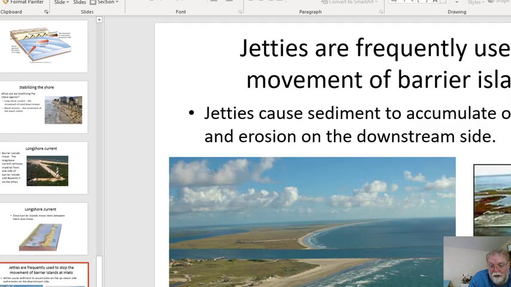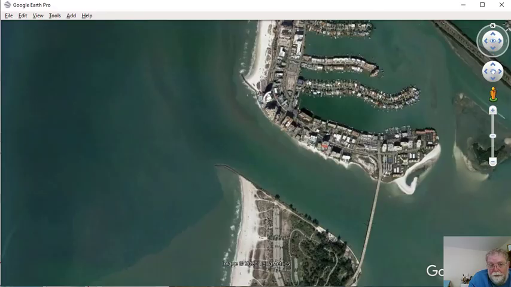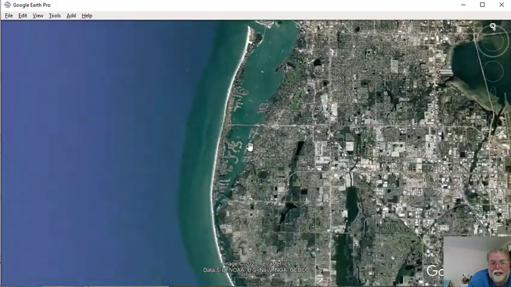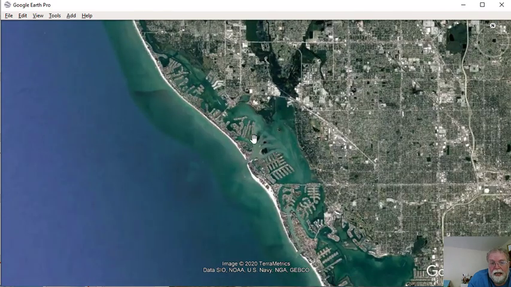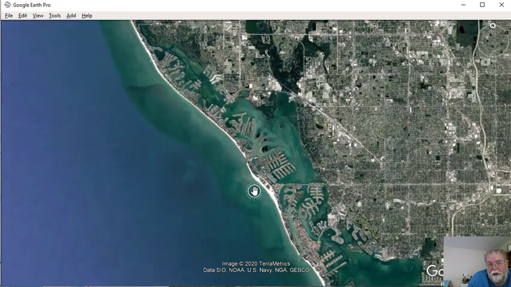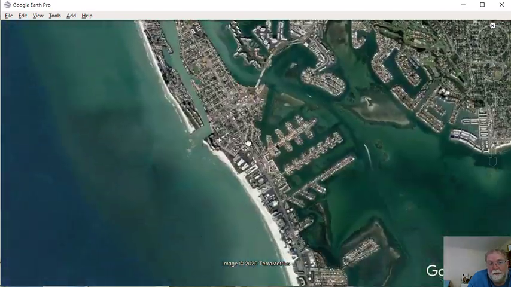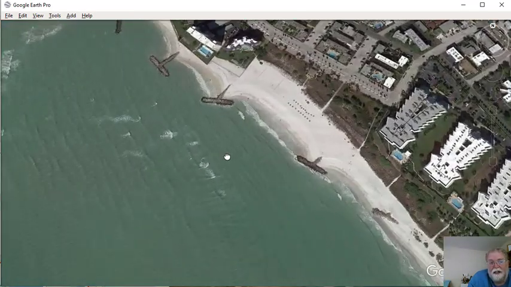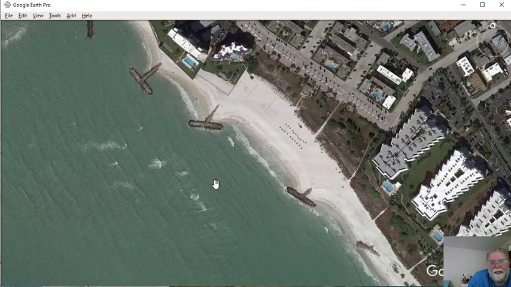Let's go back to Google Earth, because I really do want to show you some things about Pinellas County. And so if I come back here to Google Earth, let's take a look at Upham Beach. And so let's see. That's not Upham. This is Upham. And so, yeah, here's this beach here. You all may be familiar with it.